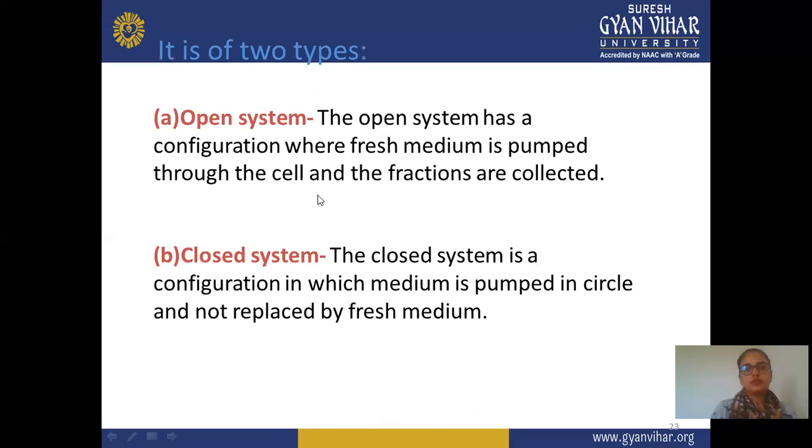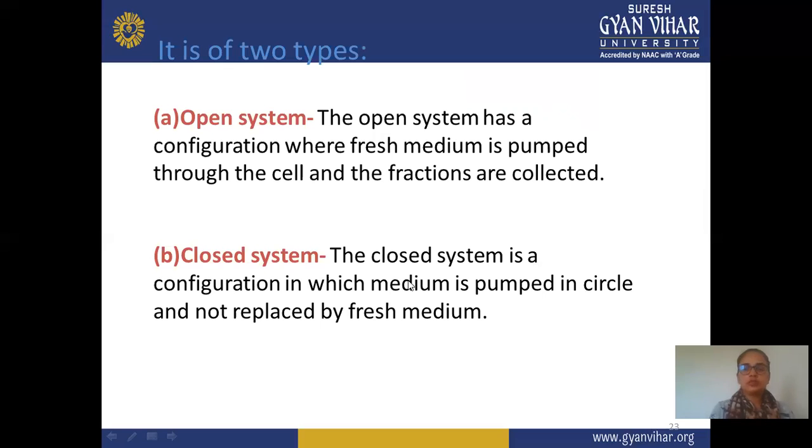Next, it is of two types. One is the open system, the second is the closed system. The open system has a configuration where fresh medium is pumped through the cell and fractions are collected. Means you continuously add fresh medium with the help of this open system and pump out the medium with the help of the cell or fractions.